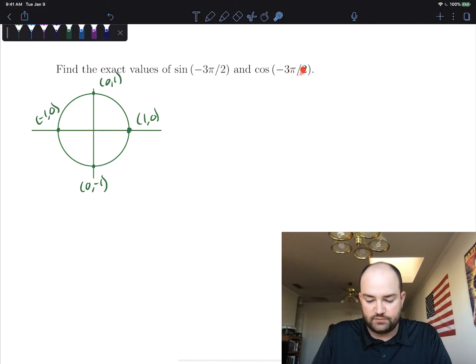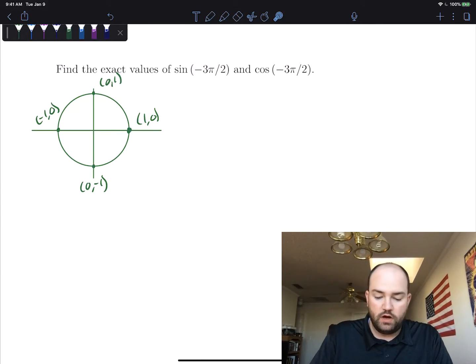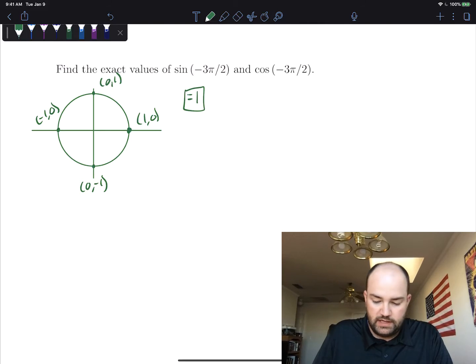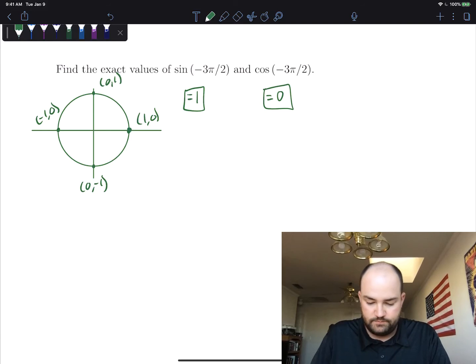Notice that these are the same angles, so let's look at those. Here's negative 1 pi over 2, negative 2 pi over 2, negative 3 pi over 2. So it is going to be the positive y-axis, and the coordinates are 0, 1. Now on the unit circle, it is y over 1 and x over 1 for sine and cosine respectively. So sine of negative 3 pi over 2 is going to be y over 1, or just y, so the y value is 1, and cosine would be the x value, which is 0. So there you go. That's pretty much it.